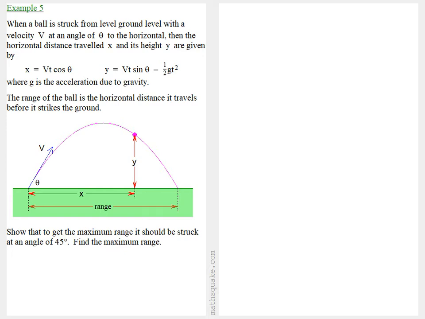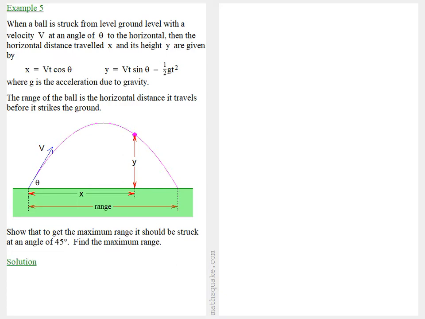When a ball is struck from level ground with a velocity v at an angle of theta to the horizontal, then the horizontal distance travelled, x, and its height, y, are given by the formulae x = vt cos theta and y = vt sin theta - ½gt², where g is the acceleration due to gravity. Now the range of the ball is the horizontal distance it travels before it strikes the ground. We are asked to show that, to get the maximum range, it should be struck at an angle of 45 degrees, and then find what that maximum range is.